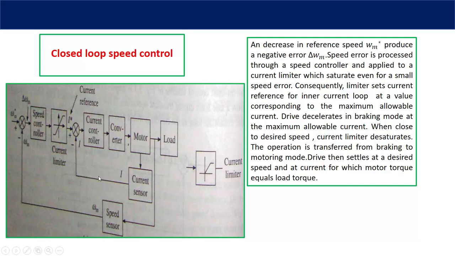So at every point, after a disturbance or any change in the reference speed, ultimately the load torque must be equal to the motor torque to attain the equilibrium condition, and the motor will run at constant speed and the operating point will be shifted to that point.